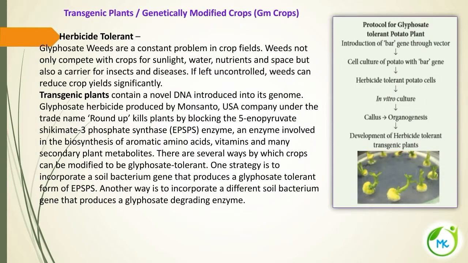The next process we are going to see is the development of transgenic plants or genetically modified crops, GM crops. First, we are going to see how they are making the herbicide tolerant plant. Weeds are a constant problem in crop fields. Weeds are nothing but the plants which grow amidst the crop plant.